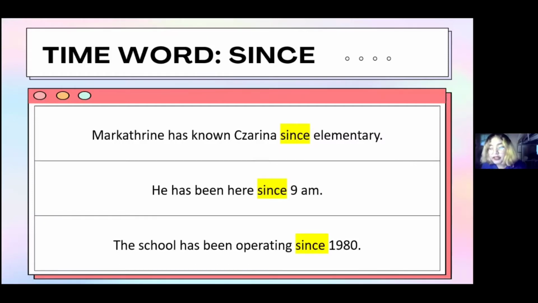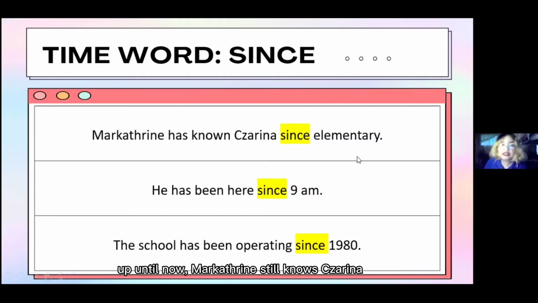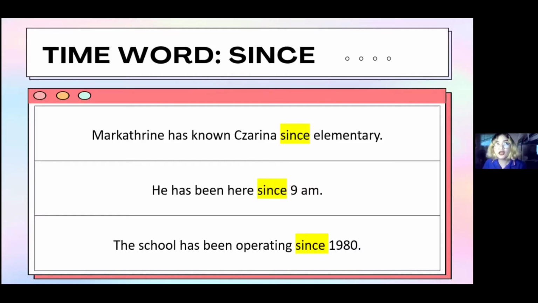Since elementary, up until now, Ma.Czarina knows Serena, right? Automatically, we know that it is happening up until now. He has been here since 9 a.m. Let's pretend, let's not pretend. Today, right now, the time is 4:45 p.m. And he has been here since 9 a.m. So, earlier and up until now, it's happening until now.